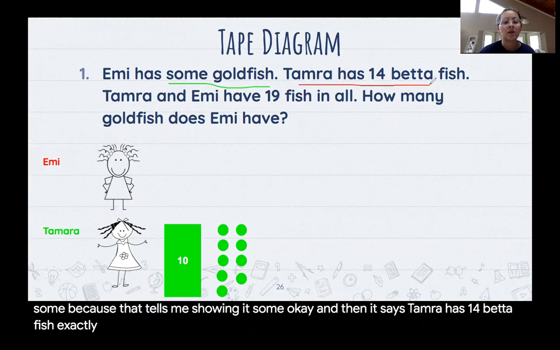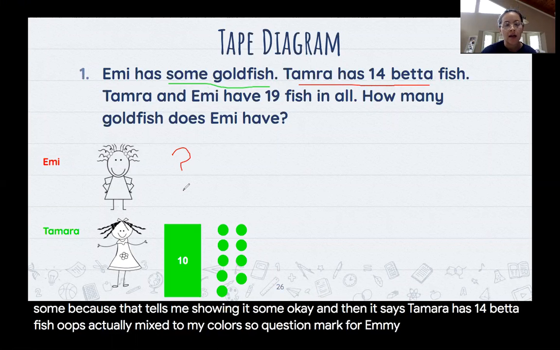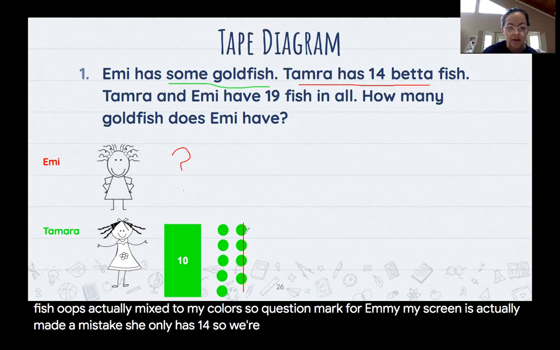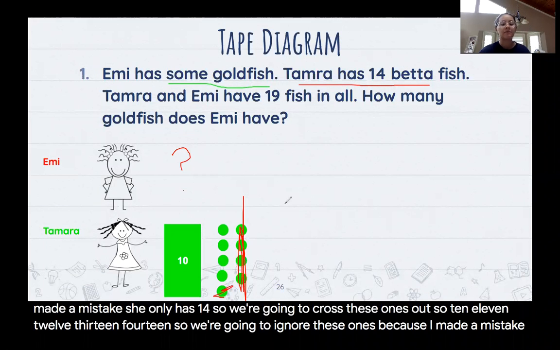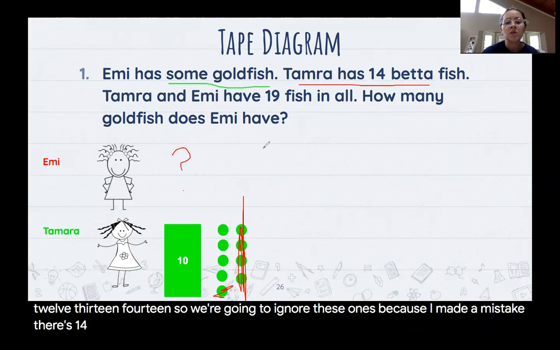Oops, I actually mixed up my colors. So question mark for Emmy. Miss Hernandez actually made a mistake. She only has 14, so we're going to cross these ones out. So 10, 11, 12, 13, 14. So we're going to ignore these ones because I made a mistake. So there's 14. So I'm going to draw my tape diagram.